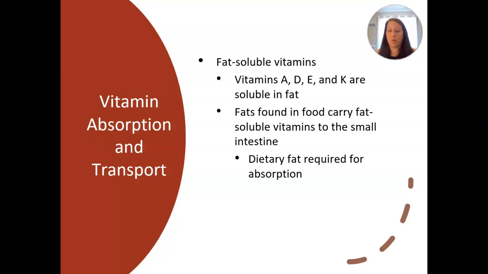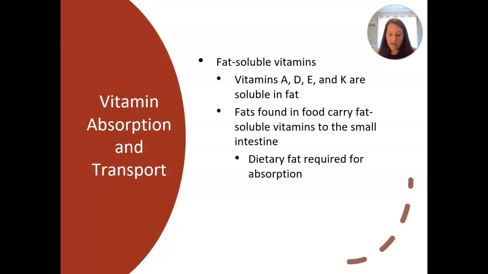Fats are going to be really important for absorption and transport of fat-soluble vitamins. So this includes vitamins A, D, E, and K. We're going to spend a whole chapter talking about fat-soluble vitamins. These vitamins are soluble in fat, and in order for them to make their way through our digestive system and get absorbed and make their way to our cells, there has to be fat in your diet.